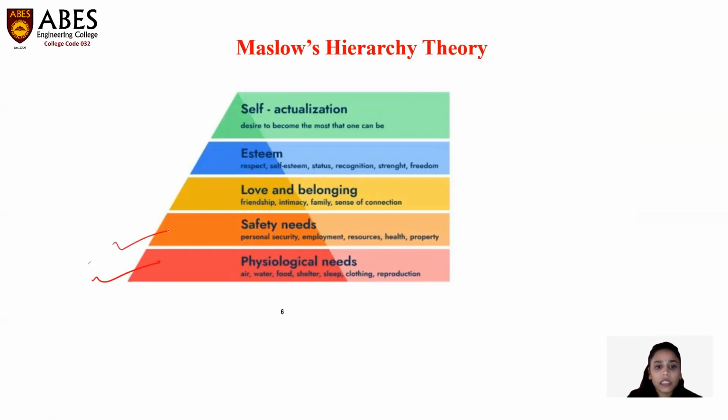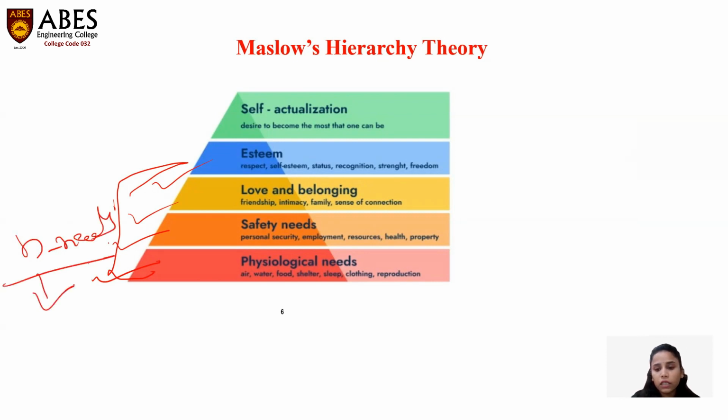The next is safety needs: personal security, employment, resources, and health, property. The third is social needs, such as friendship, and esteem is respect. The first four are basically divided into two parts. Maslow divided the needs into two parts: one is deficiency needs and the next is growth needs. These four come under D needs. D needs is called deficiency needs.